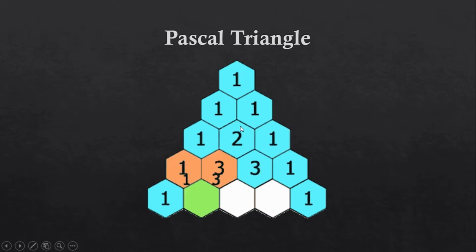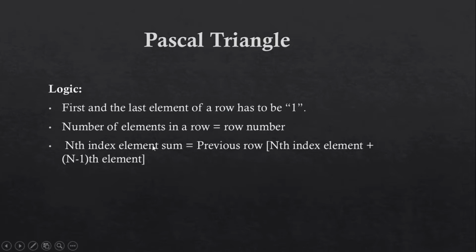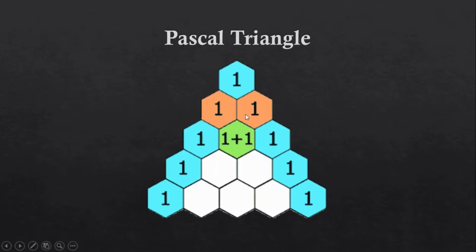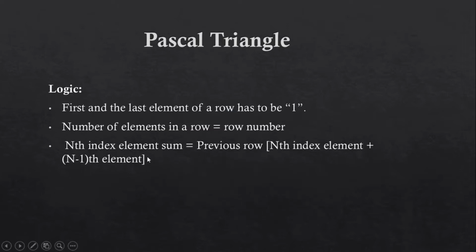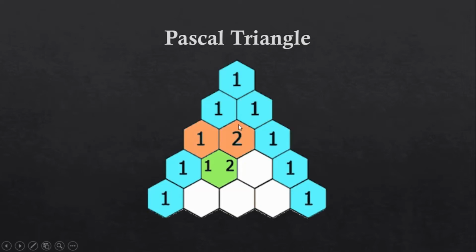Let's suppose we are working on the third row and the nth index. Basically this is the second index, right? The second element of the third row. It is saying that the second element of the third row is equal to the previous row's nth element plus the n minus 1 element. So the second element of the third row is equal to the second element of the second row plus the first element. Nth equals nth plus n minus 1.